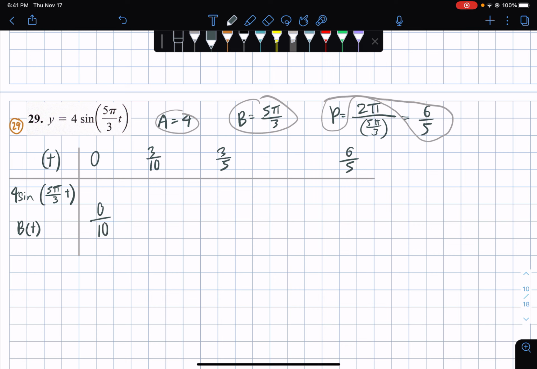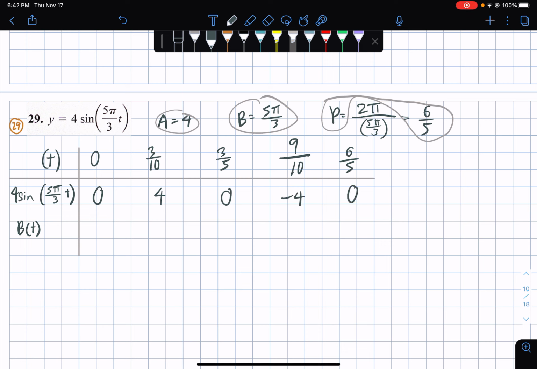Now, let's look for the missing fraction over here. So it says here 0, 3, 6, blank, 12. This must be 9 over 10. Now, we multiply the t variables with 4 sine pi over 3. Yeah, that's it. Here goes 0, 4, 0, negative 4, and 0.